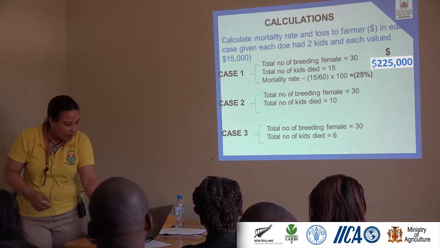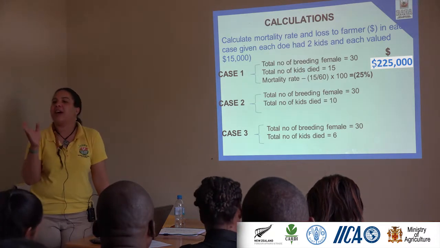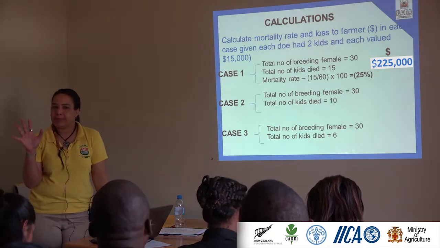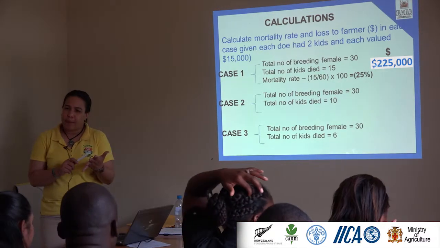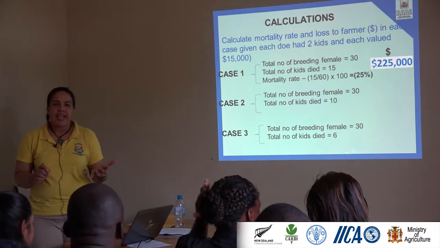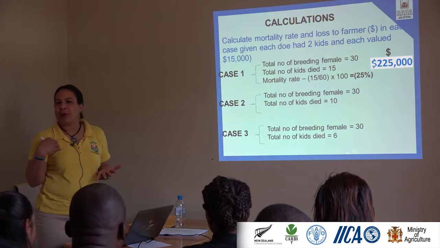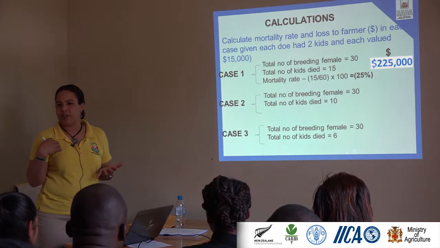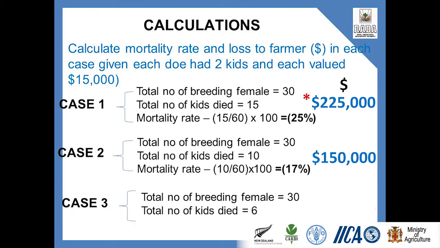But let us go further. Do your calculations again. This time, he only lost 10 animals. So tell me what his mortality rate is now. And 25% mortality, he is rich enough to give away $135,000. So he shouldn't complain to you and talk about how he doesn't have money and he's finding things tough.